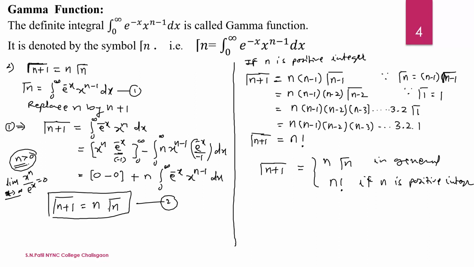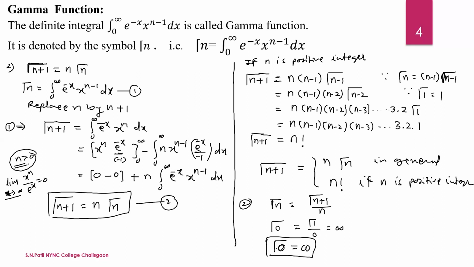From equation 2, we can prove gamma of 0. From equation 2, we can write gamma of n is equal to gamma n plus 1 divided by n. Now substitute n equal to 0. That is, gamma of 0 is equal to gamma 1 divided by 0, and gamma 1 is 1. So here we get infinity. That is, gamma of 0 is equal to infinity.